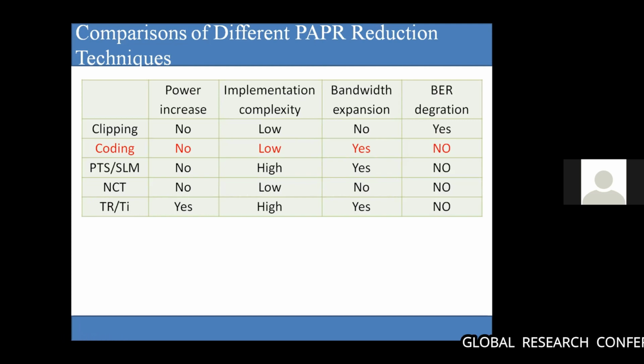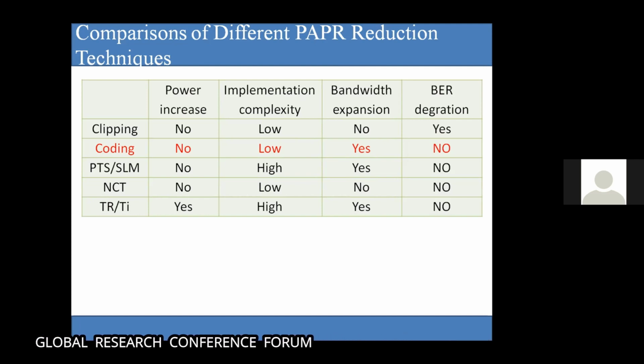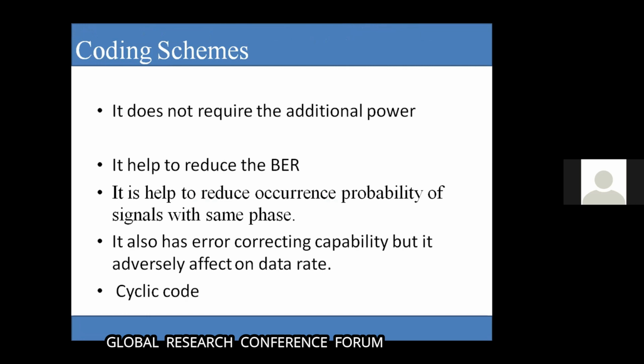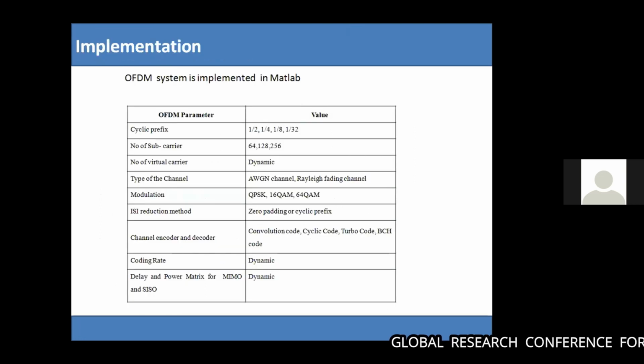So we have so many methods: clipping, coding, PTS, SLM, NCT, TR, and TI methods. These are the methods, and in the coding scheme, we use the cyclic code in our research work.